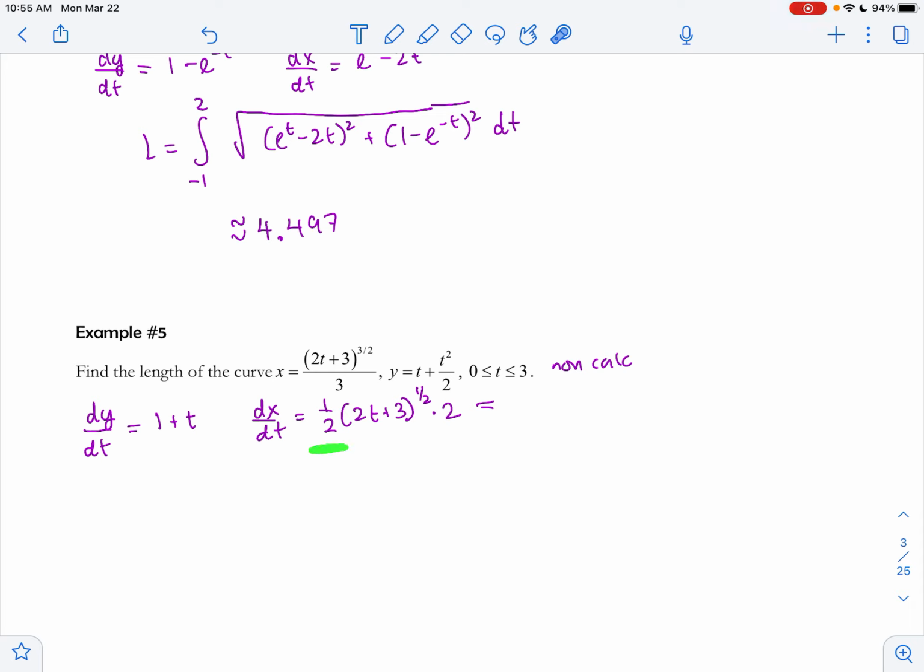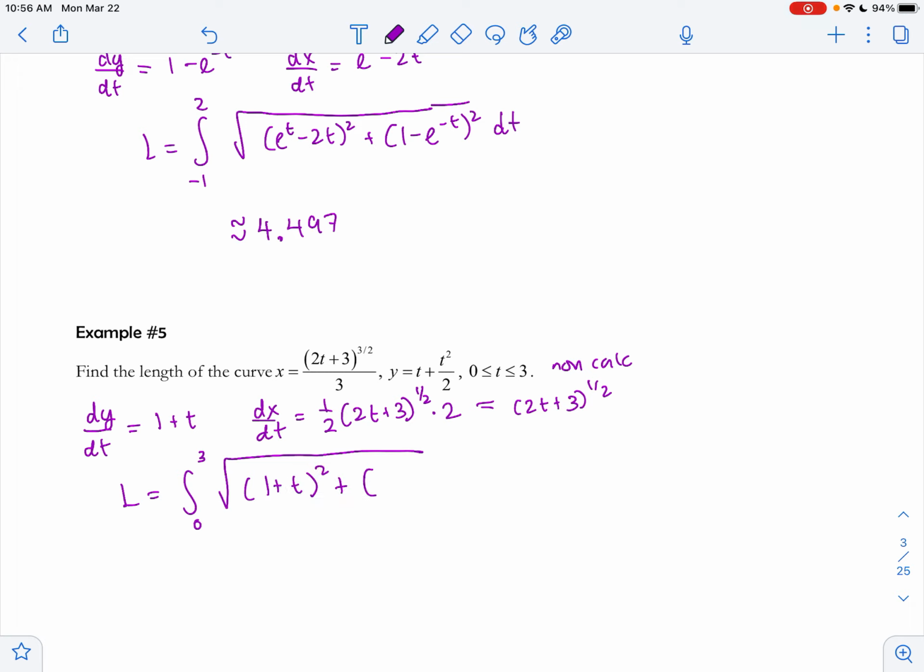You've got to reduce the exponent by 1, so subtracting 2 over 2, you get 1/2. And then times the derivative of what's inside, which is just 2. And then from there, you'll simplify the 2's out, and you have just (2t plus 3) to the 1/2. So what you'll notice with the non-calculator section is that it does simplify out to be really nice expressions for you to be actually able to integrate. So we're going to integrate from 0 to 3 the square root of 1 plus t squared.